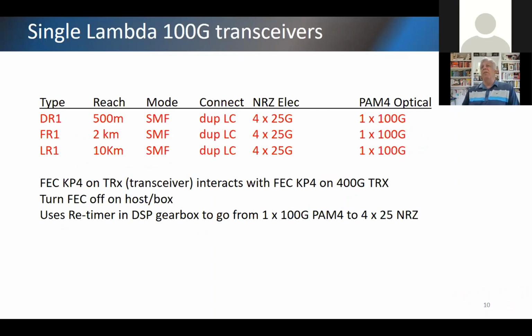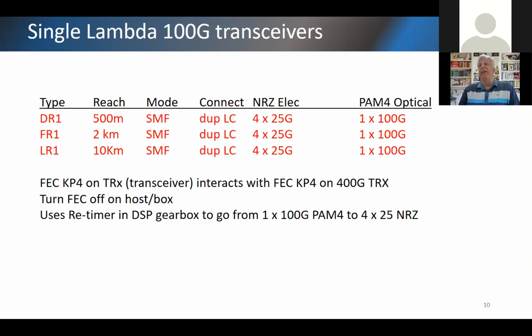Now let's talk about the single Lambda 100G transceivers. These are fairly new on the market, and they have a more robust forward error correction, which is going to be able to talk to or interact with the 400 gig transceivers, the QSFP-DD transceivers.